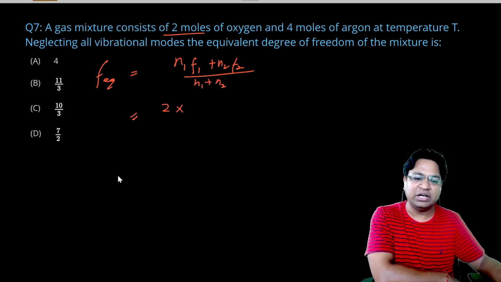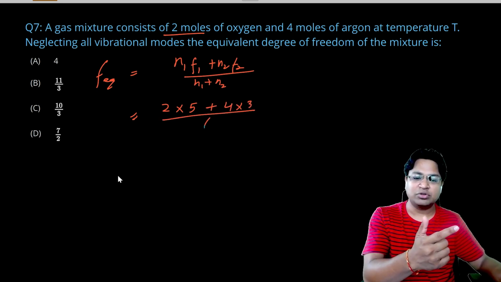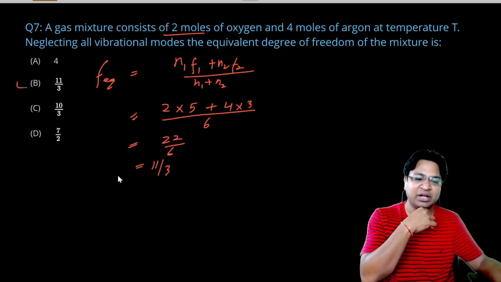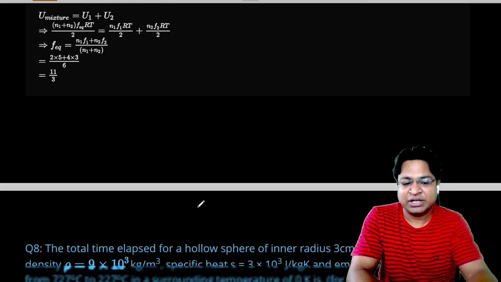Oxygen has 2 moles, and the degree of freedom for oxygen, a diatomic molecule, is 5. Argon has 4 moles, and argon is a monatomic molecule. For a monatomic gas, the degree of freedom is 3, divided by total moles, which is 6. So this becomes 10 plus 12, 22. 22 by 6, so that becomes 11 by 3. We do have an option of 11 by 3, so that option should be the correct one. So option B is the right one here.